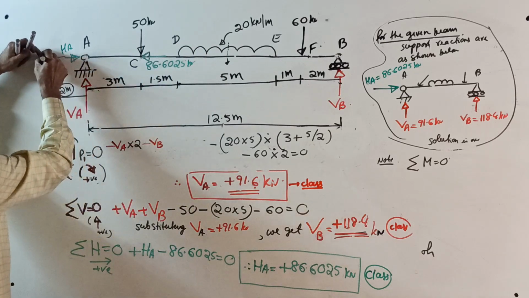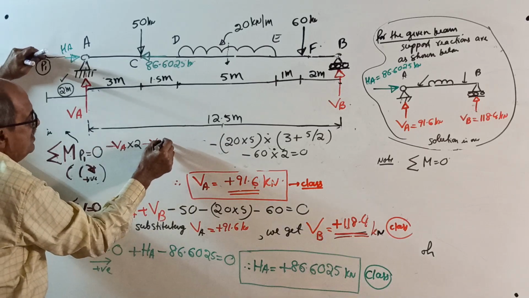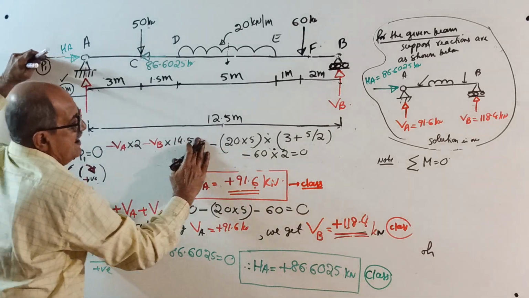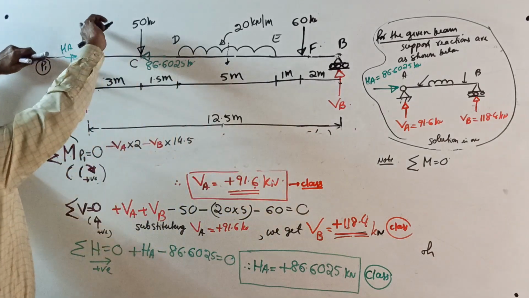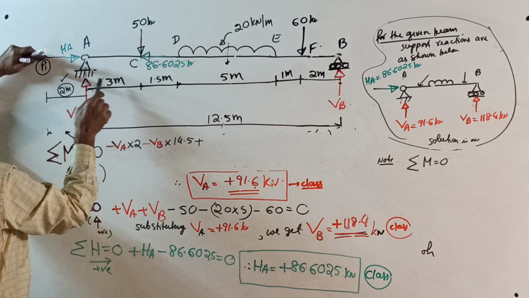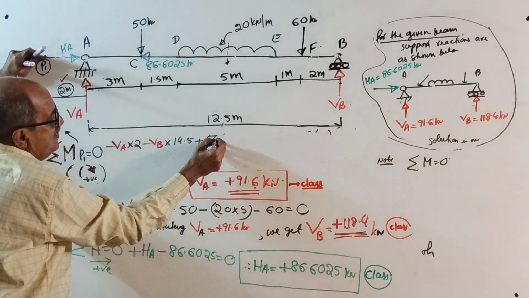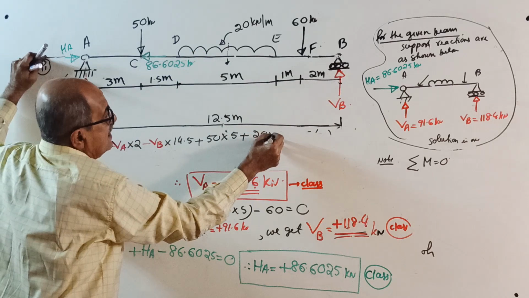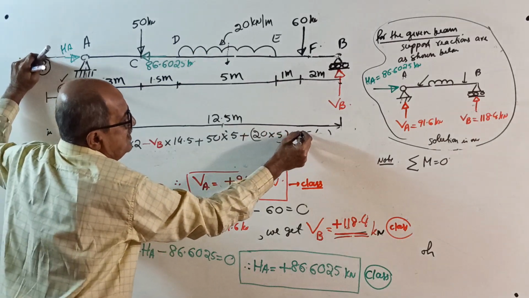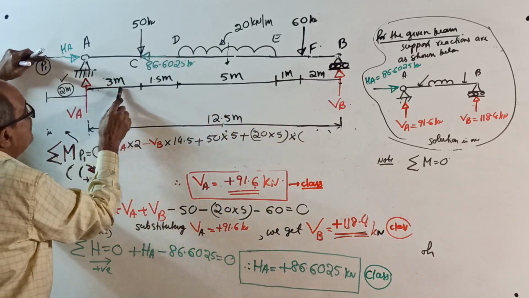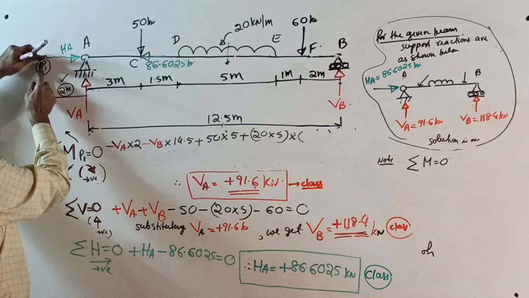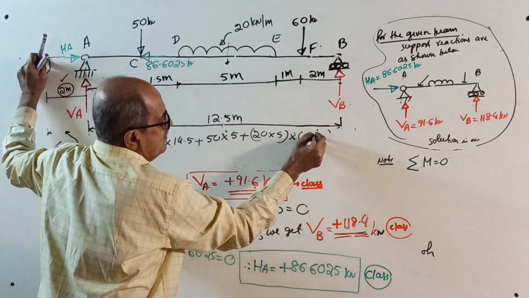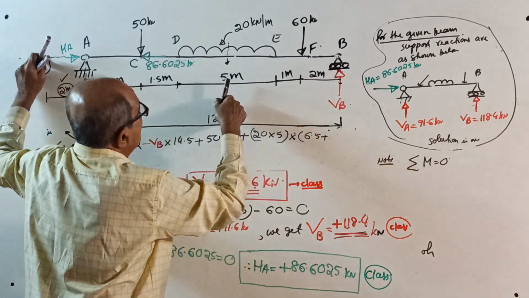Actually this seems an unnecessary waste of time, but today it is not a waste of time. VB into 2 plus another 12.5, 14.5. Then further, anti-clockwise, plus 50 into 2 plus 3, 5. You should write how you got it: 50 into 5, plus 20 kilonewton per meter for 5 meter length into 2 plus 3, 5, 5 plus 1.5, 6.5, 6.5 plus another half of 5.